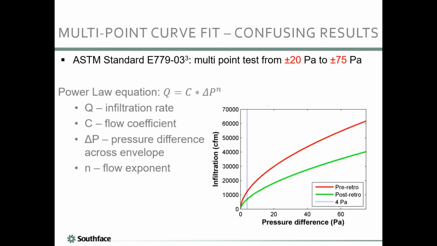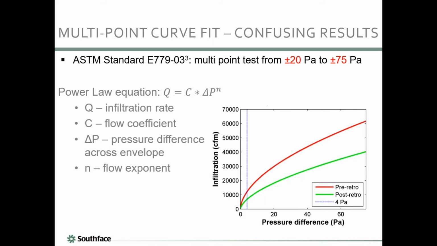Speaking of the shape of the curve, the physics of what we're looking at is this equation which says the flow, which is Q, is equal to a coefficient times the pressure difference raised to the nth power, which is an exponent. And when you do the curve fit, the software will tell you the flow coefficient, that's the value C, as well as the flow exponent. You can only get this from doing a multi-point test. If you have a single point test, they're going to assume some flow exponent, and that is not as accurate, obviously.